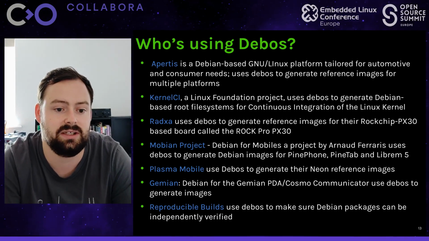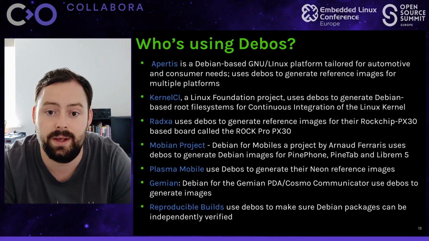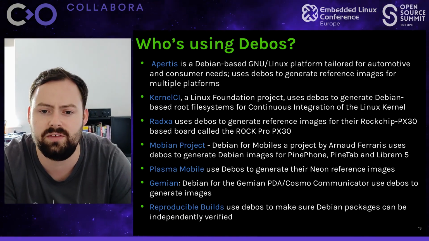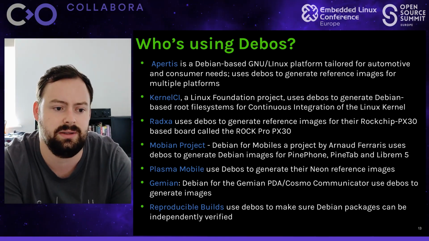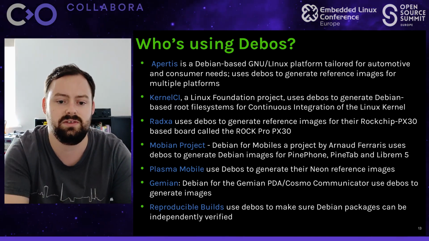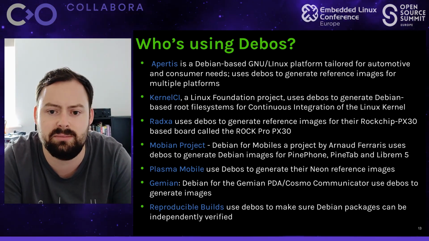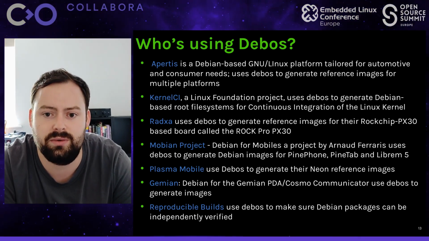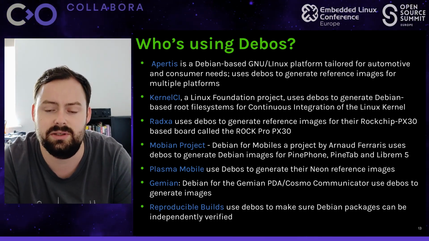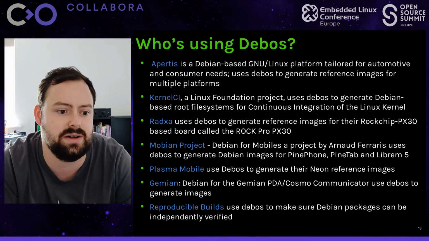Kernel CI, which is a Linux Foundation project, uses Debos to generate the root file systems for continuous integration of the kernel. And it also uses Debos to create root file systems for Lava health checks, which is used under the hood of Kernel CI. Radxa, I hope I'm pronouncing that right, they use Debos to generate reference images for one of their boards called the Rock Pi PX30. Hopefully we're going to see them use Debos more. We've been working quite closely with them to introduce their developers to Debos, really, since they were using one of the build scripts I was talking about before, where things just go wrong quite a lot of the time.